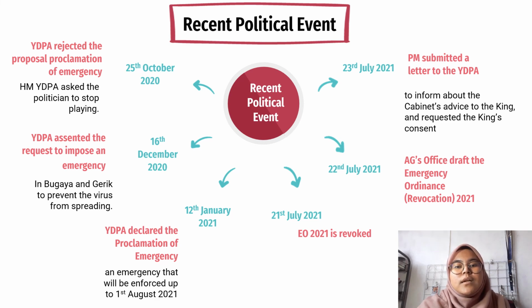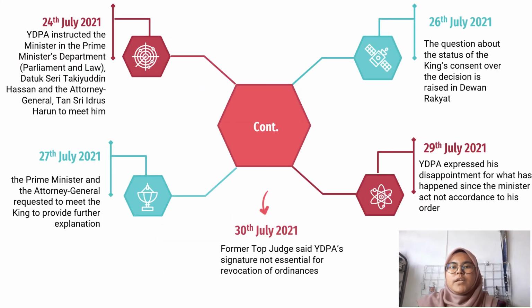On 22nd July 2021, the Attorney General's Office drafted the Emergency Ordinance Revocation 2021. On 23rd July 2021, the Prime Minister submitted a letter to the Yang di-Pertuan Agong to inform him about the Cabinet's advice to the King and requested the King's consent. On 24th July 2021, the Yang di-Pertuan Agong instructed the Minister in the Prime Minister's Department for Parliament and Law, Datuk Seri Takiyuddin Hassan, and the Attorney General Tan Sri Idrus Harun to meet him.